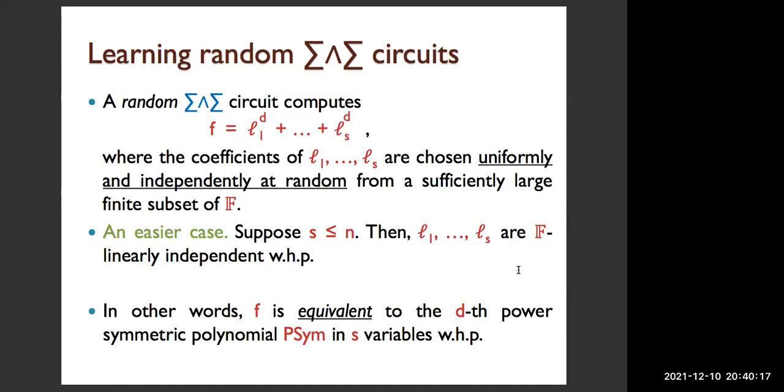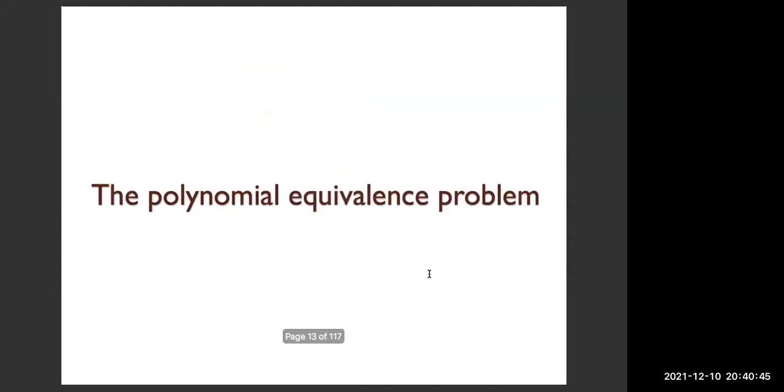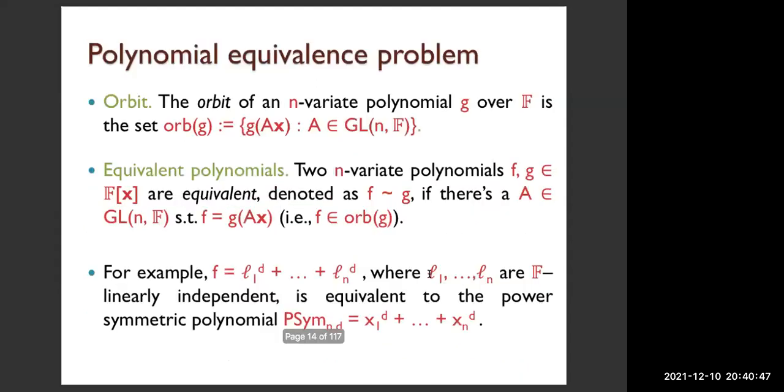And in this case, we say that f is equivalent to the dth power symmetric polynomial in S variables. So let me explain the term in more detail. What do I mean by f being equivalent to a power symmetric polynomial? Let me take a small detour and go into what is called the polynomial equivalence problem, keeping in mind this special case that S is now upper bounded by n. So what's the polynomial equivalence problem?